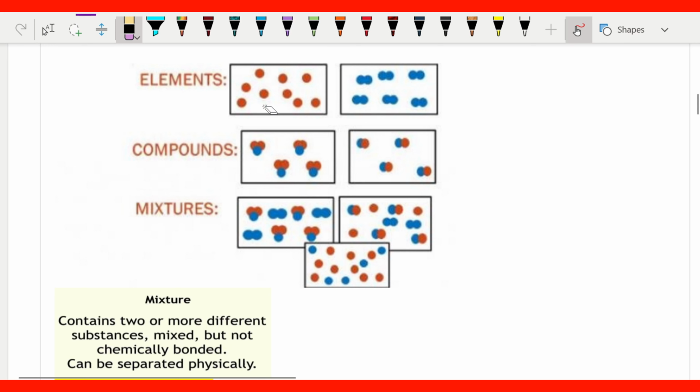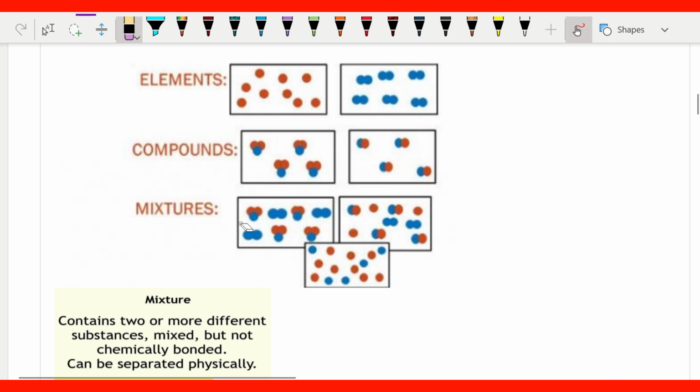This is a pure element, so only one type of atom. These two blue ones are hydrogen and hydrogen, for example, and this is helium. This one is a compound. It means two or more different types of atoms. So let's say this one is water, H2O, so two different types of atoms. You can also say NaCl or HCl.